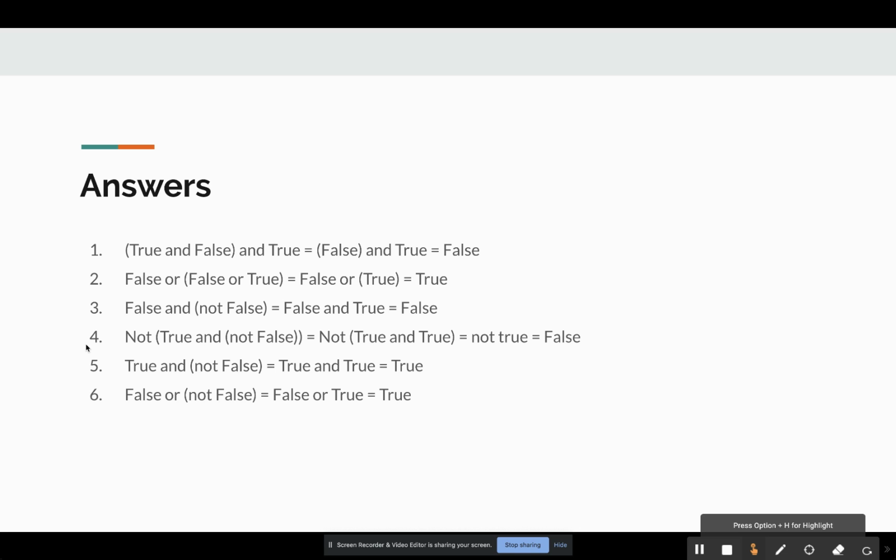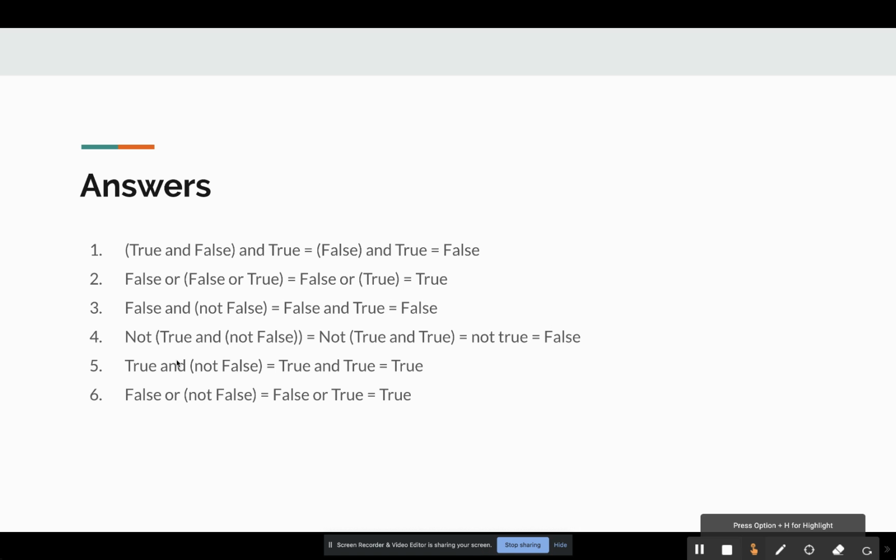The fourth one is not (true and (not false)). Now we have to look at the innermost parentheses, which is not false. That becomes true. Now we can look at the outer parentheses, which is true and true. So that evaluates to true, but there's a not, so then that becomes false.